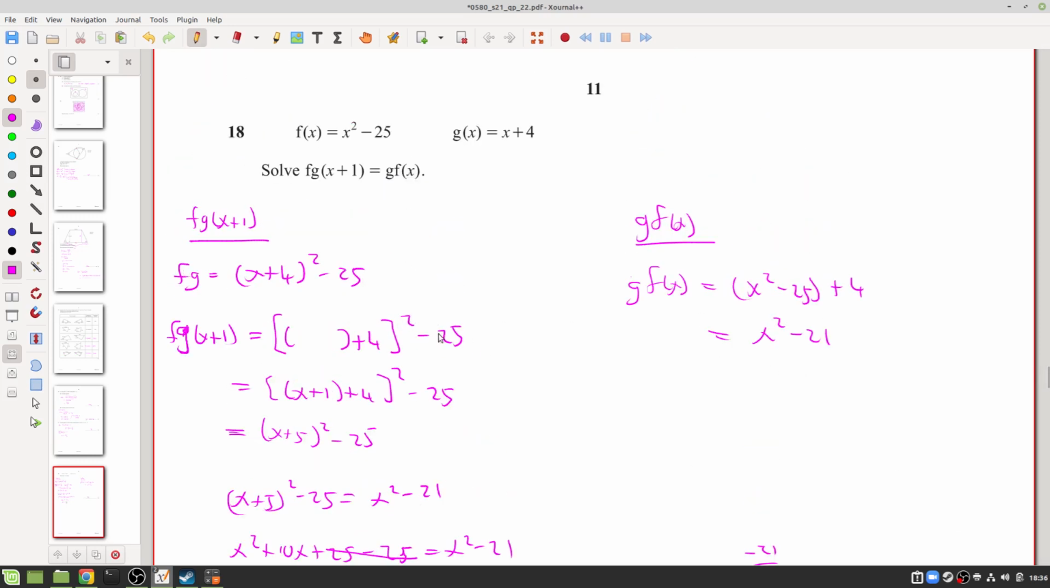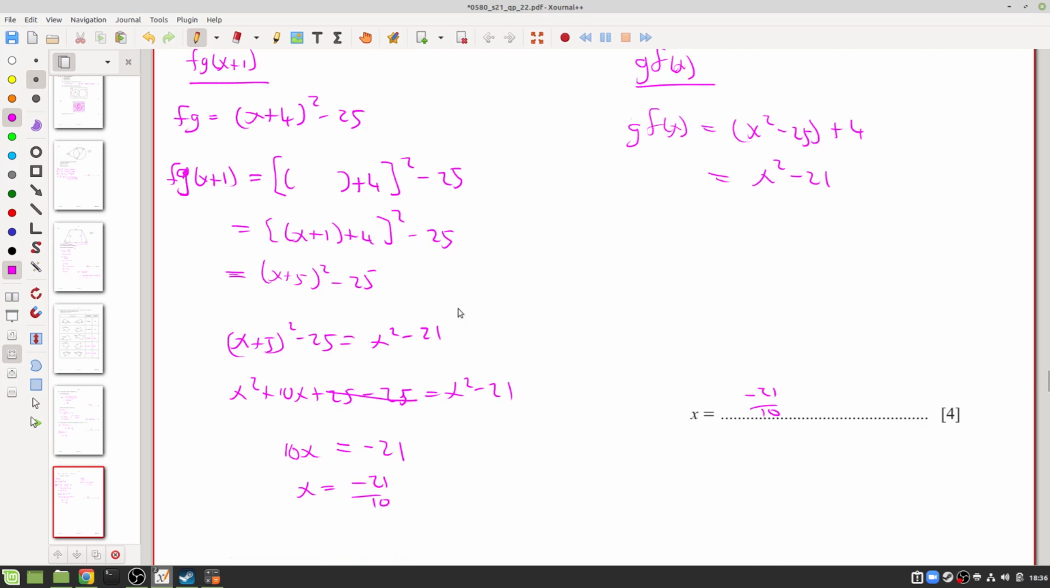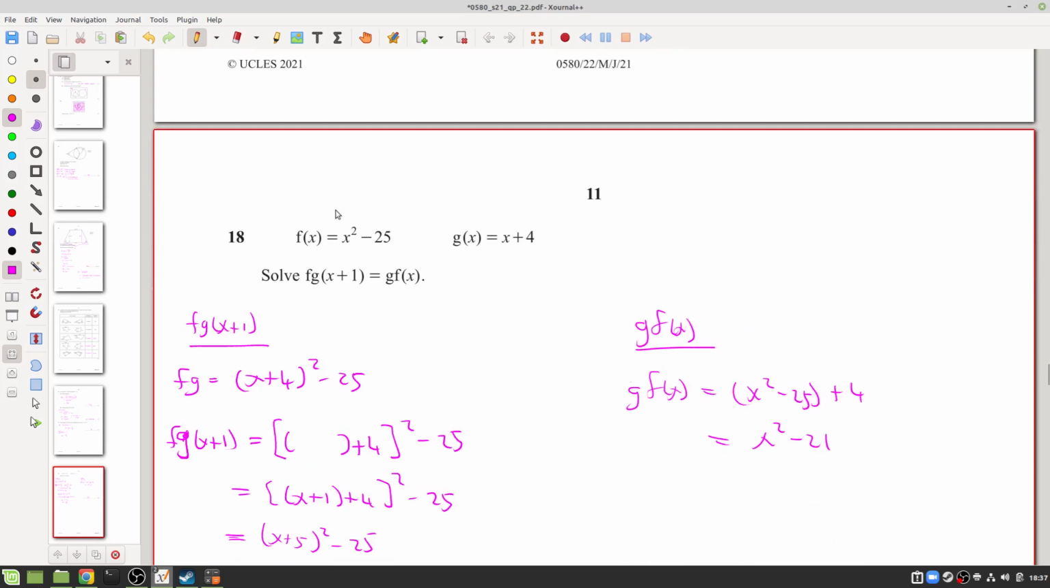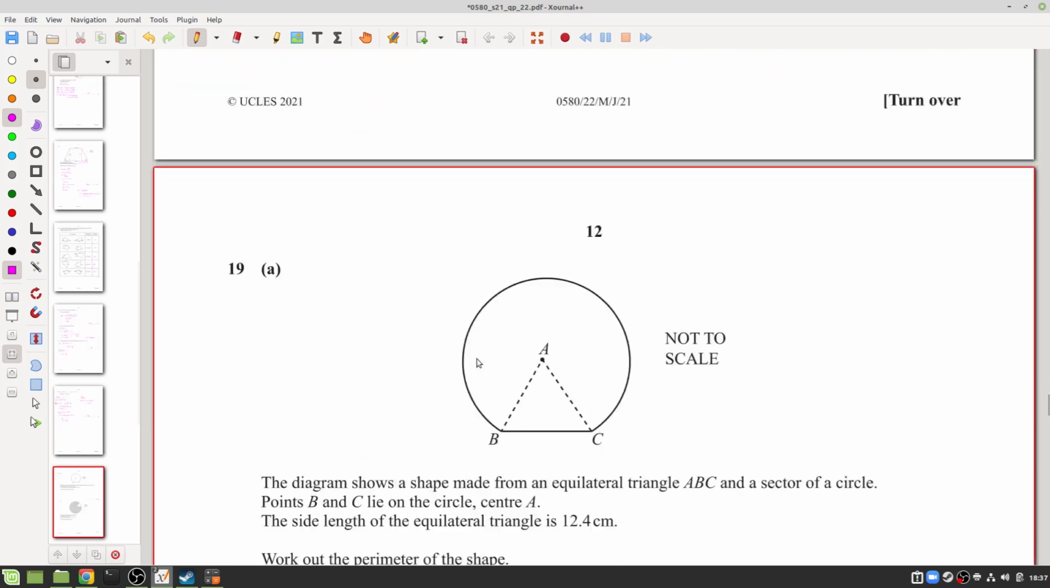Alright, let me just make sure I didn't make a mistake here. So fg of x plus 1 is going to be x plus 1 plus 4, which is x plus 5. So (x plus 5) squared minus 25, yes. That's going to be x squared plus 10x plus 25 minus 25, so just x squared plus 10x. And this is x squared minus 25 plus 4, x squared minus 21, yeah, all of that seems correct. 20 marks, 4 marks, okay.